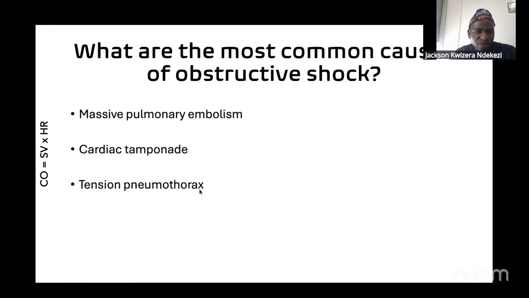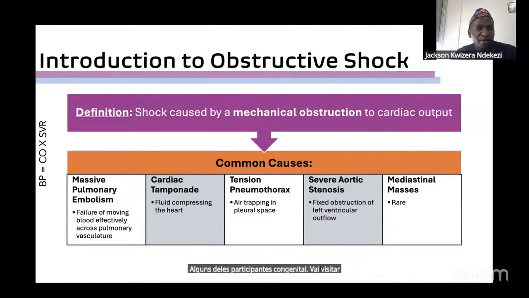In the chart, you can see that some of the participants listed congenital malformations, but these are all less common. So we're going to go through what obstructive shock really is.